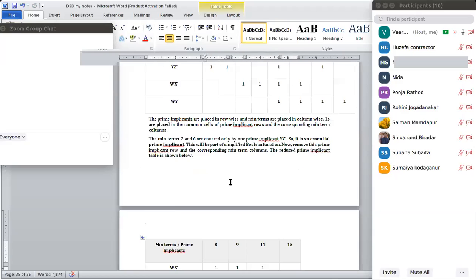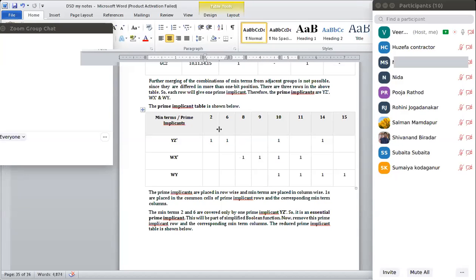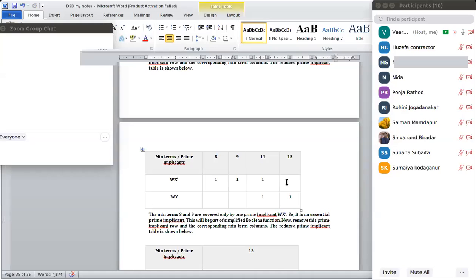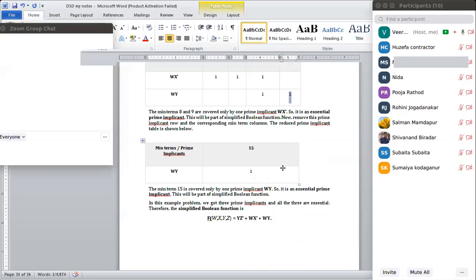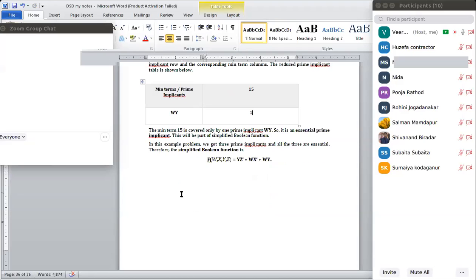So we will be remaining only with 8, 9, 11, 15. Then 8, 9 are essential prime implicants. 11 is not an essential prime implicant. And again, what will be remaining? 15. 15 will be the essential prime implicant. Right?